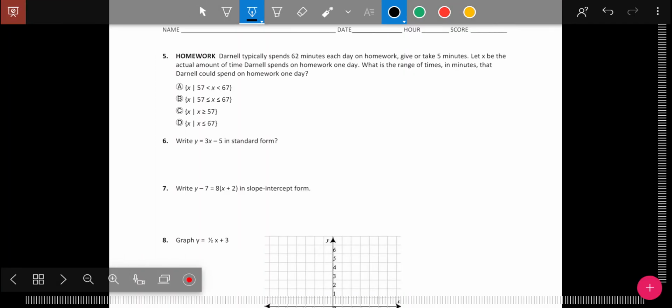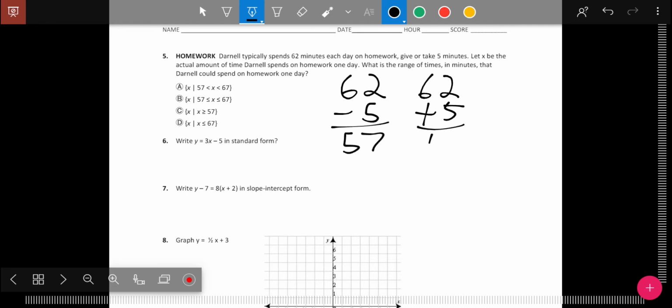62 minutes, give or take 5 minutes. Means the lowest you're going to spend is 57. The highest you're going to spend is 67. And those are included, so they've got to have the or equal to sign. And so it's that one.